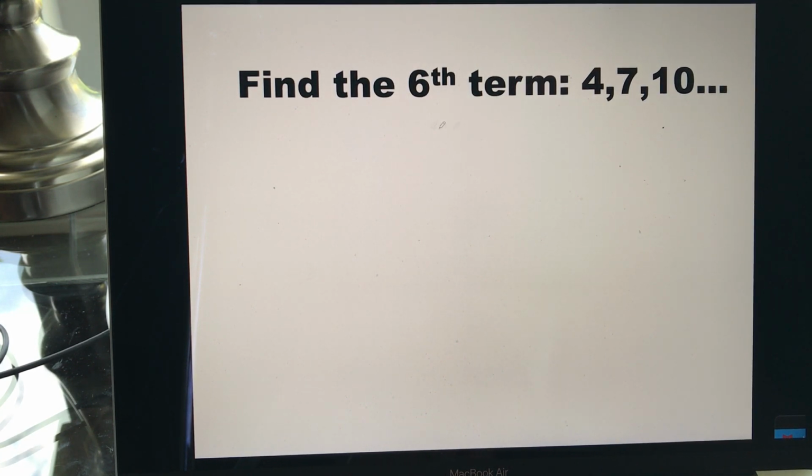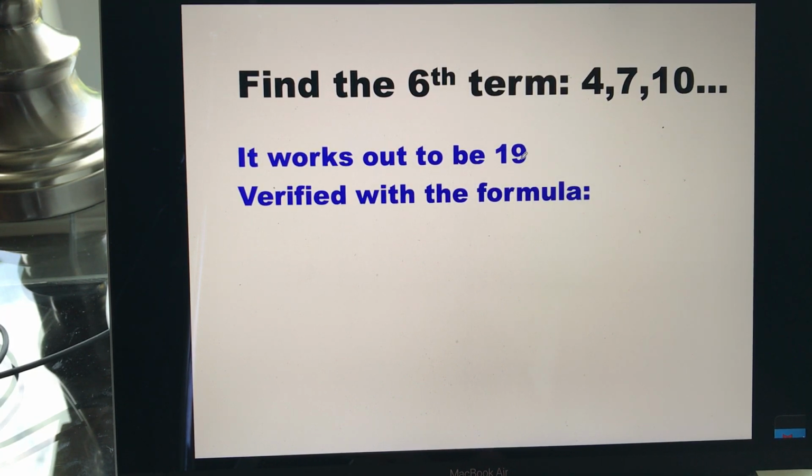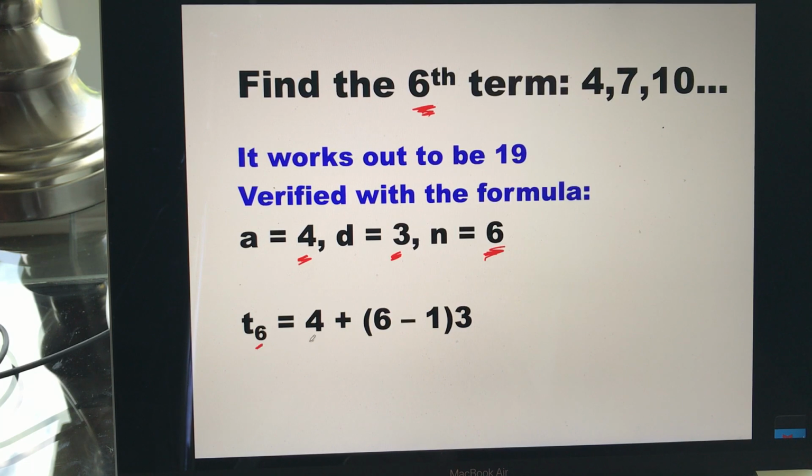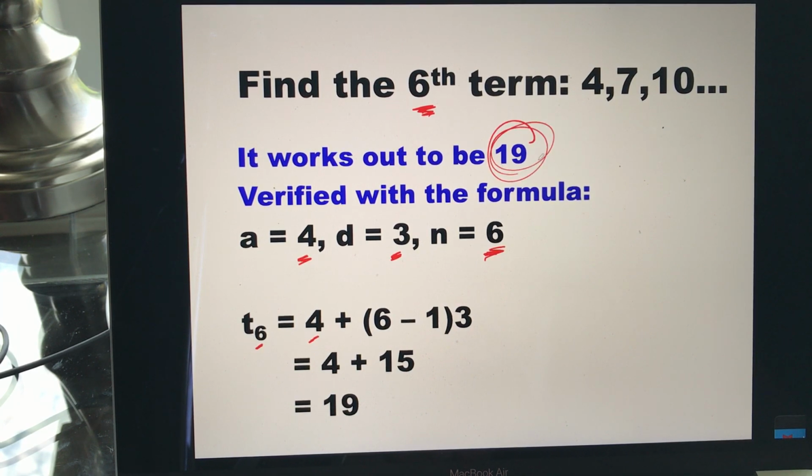So we can try one: find the 6th term of 4, 7, 10. It works out to be 19. Of course, we can do the short ones by hand, but we'll use the formula. a is 4, my first term. The common difference is 3, and I want the 6th term. So I plug it in: t subscript 6 equals 4 plus 6 minus 1, I have 5 jumps of adding 3. So 6 minus 1 is 5, 5 times 3 is 15, plus 4 is 19, which is what it works out to be.